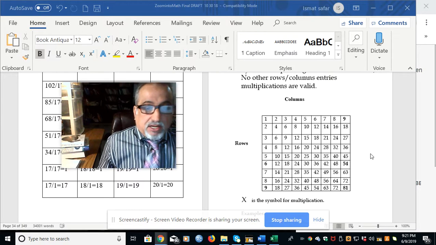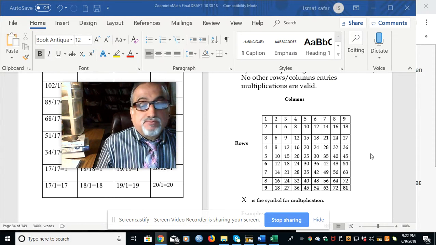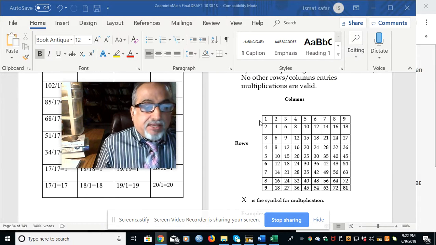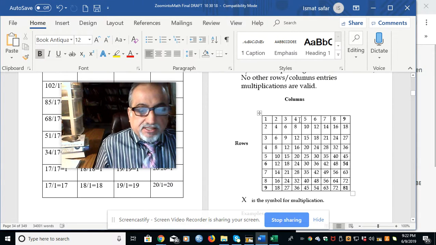Now we have here a multiplication table which will help you a lot in memorizing and learning multiplication and division. So let's take this row first.